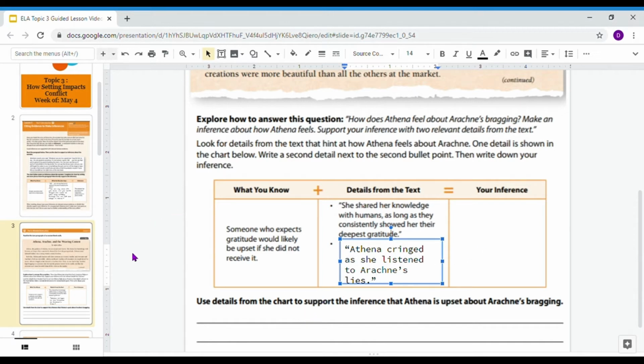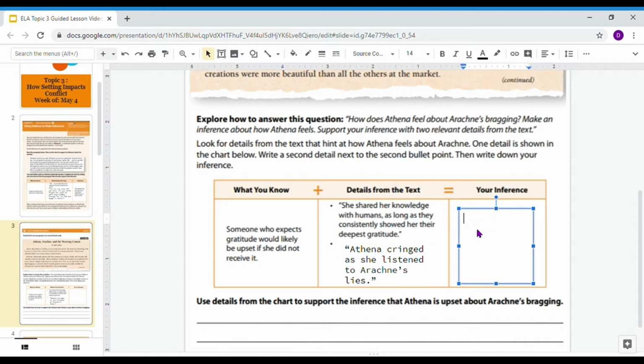So my inference, I can see that she was expecting to be thanked often, and she was cringing when she heard Arachne talking about how she was the best weaver and how she taught herself. So the inference that I'm going to draw from all of this information is that Athena is upset that Arachne is bragging that she learned to weave by herself.